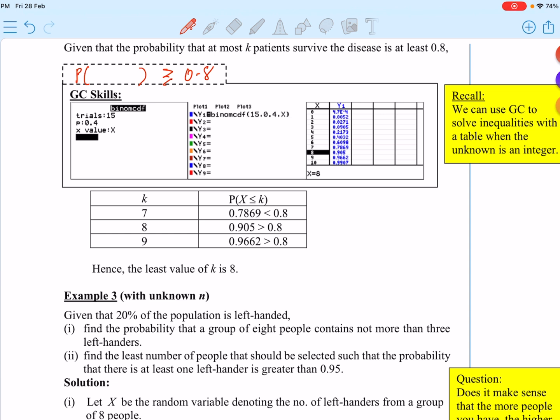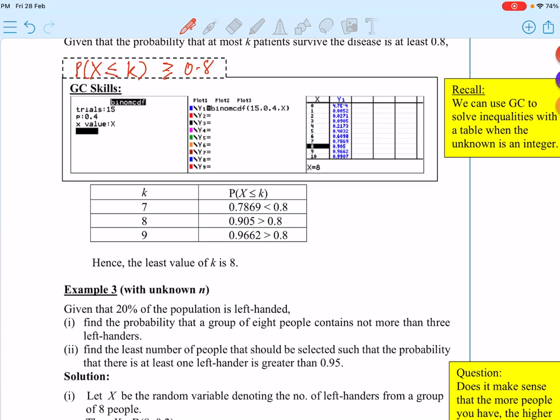Then we try to fill up what is in the bracket. In the bracket we have the random variable x, which is the number of patients who survive out of 15. This one says at most k patients survive, so it has to do with k. So what is the inequality that connects x and k? It says here at most, so at most means less than or equal to k.